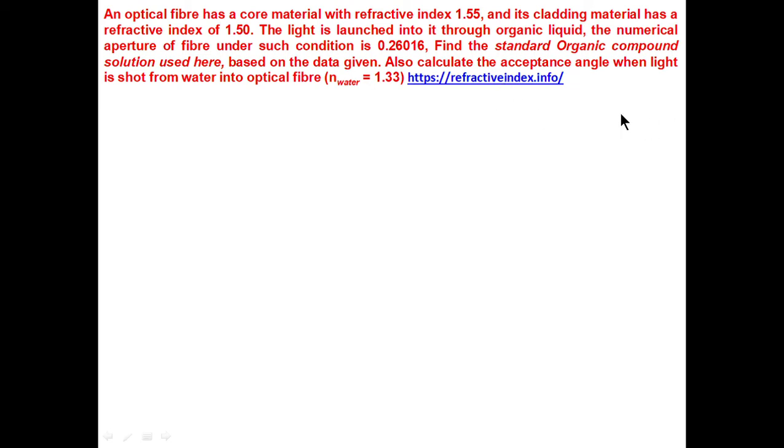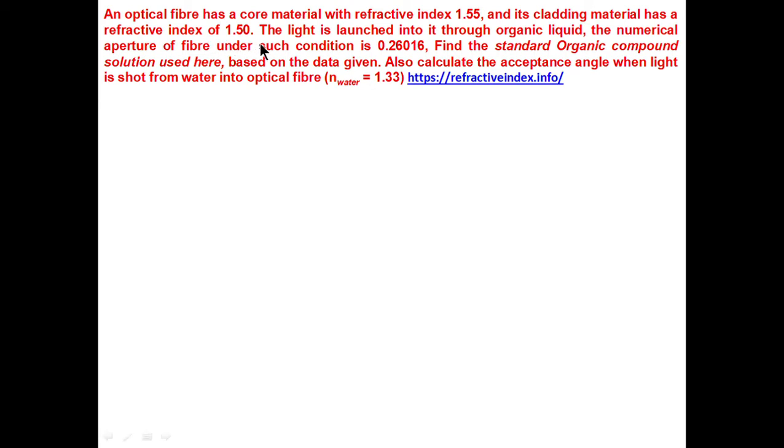Okay. So here the optical fiber's core refractive index is given as 1.55. The cladding index is given. When light is launched into this optical fiber through any organic liquid, he's saying organic liquid, meaning it can be toluene, benzene, or any kind of organic liquid or chemical compound which shows some kind of refractive index behavior. That is, the light traveling into this, the light components get slowed down or deviate. All these behaviors are shown in these liquids.